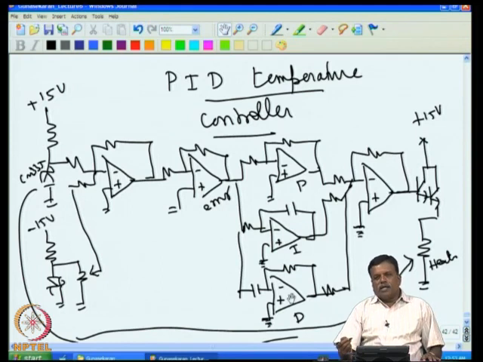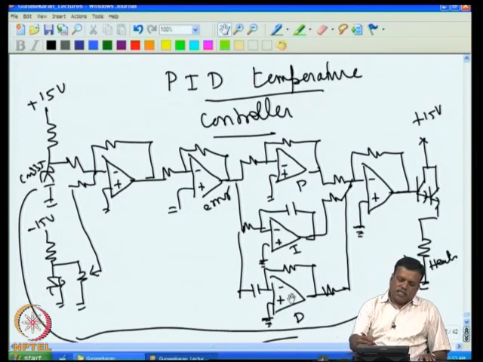So the differentiator gives us two advantages. One is it makes the system fast. The other one is that if I match it to one pole, then the system oscillation also can go away. So what we do is we match this to one of the time constants.